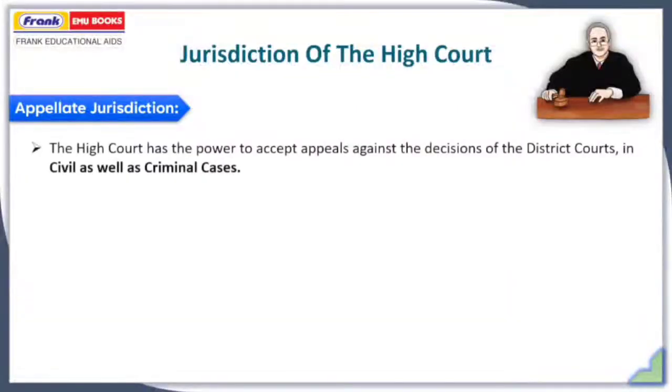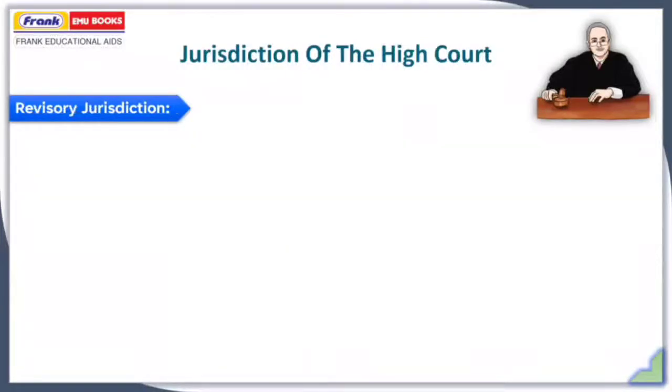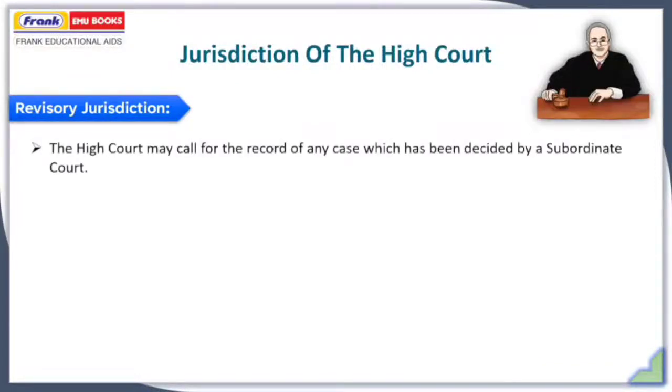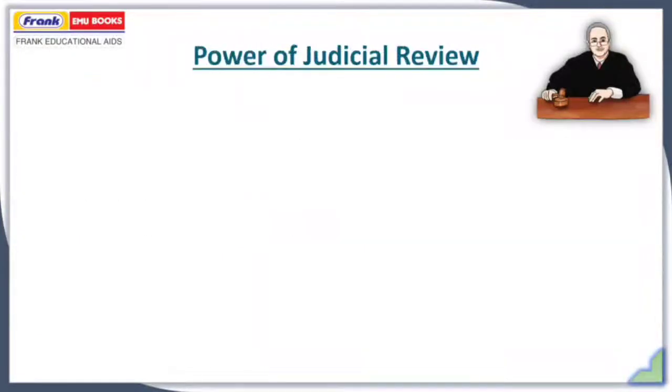Appellate jurisdiction. The High Court has the power to accept appeals against the decision of the district courts in civil as well as criminal cases. In fact, the High Court hears appeals against the decision of the lower or subordinate courts. Revisional jurisdiction. The High Court may call for the record of any case which has been decided by a subordinate court. If the High Court feels that the subordinate court has exercised jurisdiction not vested in it or has acted with gross irregularity, it may review the case and take appropriate action on it.